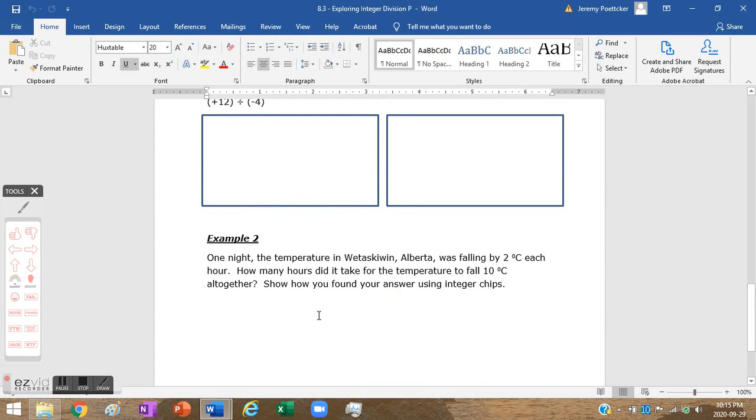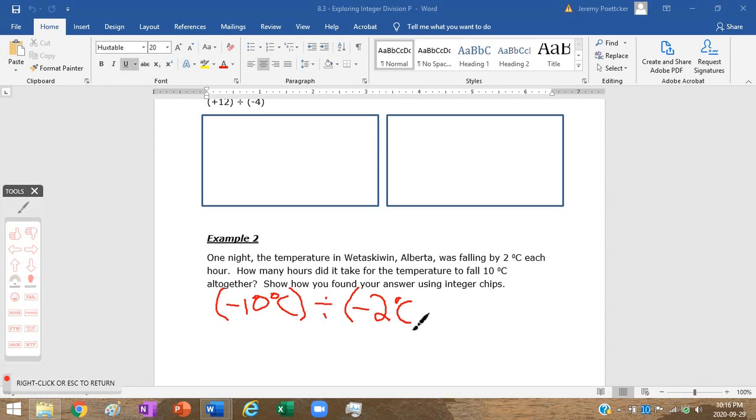Okay. Moving down. All right, one night, the temperature in Wetaskiwin in Alberta was falling by 2 degrees Celsius each hour. How many hours did it take for the temperature to fall 10 degrees altogether? So here we are saying that we are looking for a grand total of a change of 10 degrees Celsius to the negative, so negative 10 degrees Celsius. We want to divide that. Each hour it is dropping by negative 2 degrees Celsius.